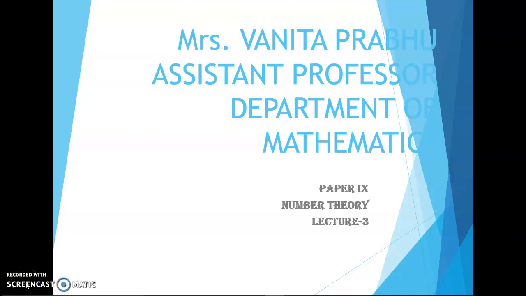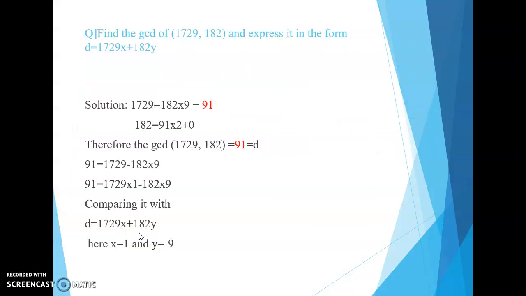Today in this lecture 3 of number theory, we'll be studying how to find the GCD of two bigger numbers. I have considered a very simple example: 1729 and 182 to be the numbers, and to express it in the form d = 1729x + 182y. So the bigger number 1729 is equal to 182 into 9 plus 91.